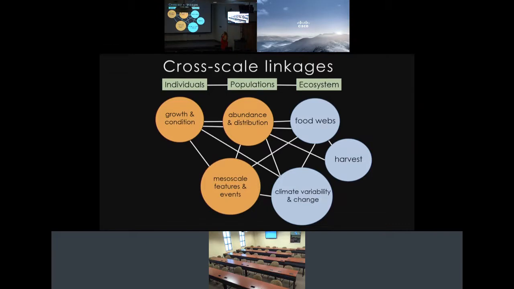Okay. So now we're going to go down a scale in ecosystem linkages and focus more on individuals and populations.